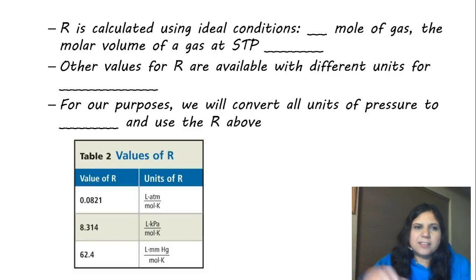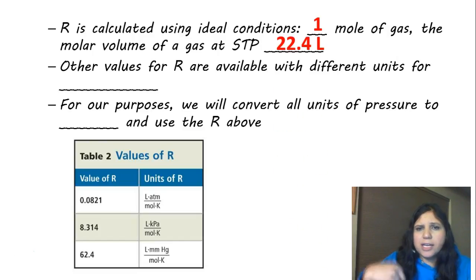Okay, so how did we get this R? R is actually calculated using ideal conditions. In those ideal conditions, we use 1 mole of that gas, and we keep that gas at STP, standard temperature and pressure, which is 1 atmosphere of pressure and 0 degrees Celsius. We find the volume of 1 mole of gas at that standard temperature and pressure, and it's 22.4 liters, and then we calculate what R would be, and we get the 0.0821 that I was telling you earlier.